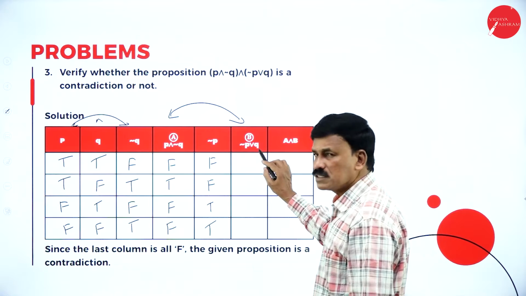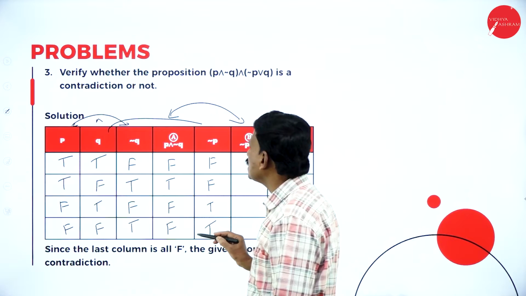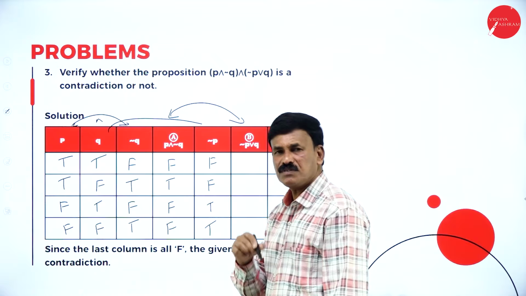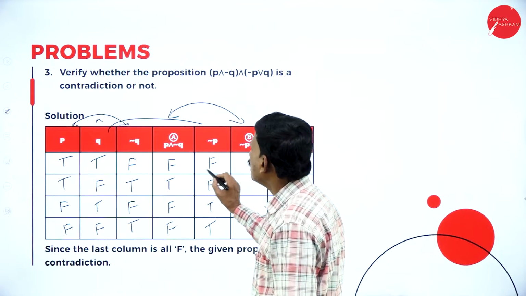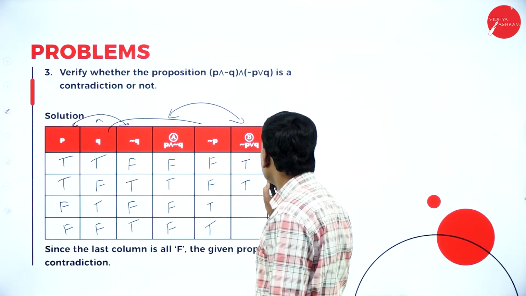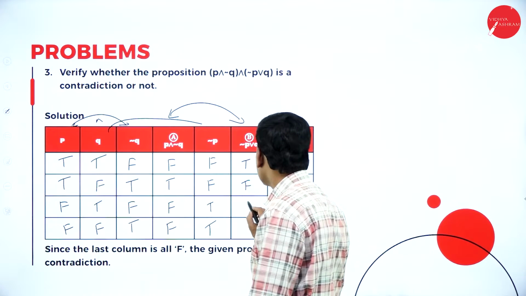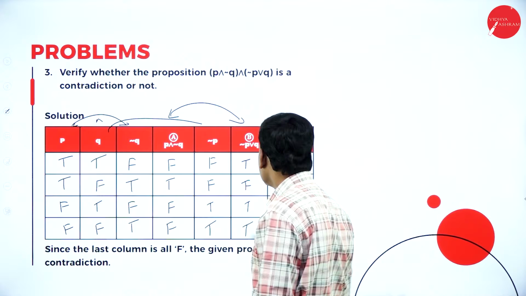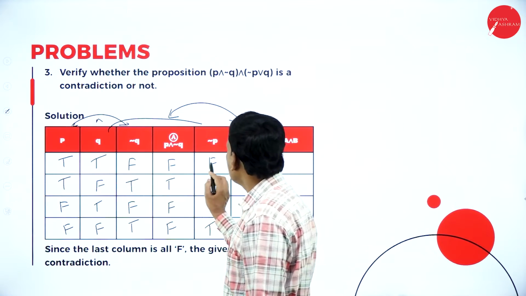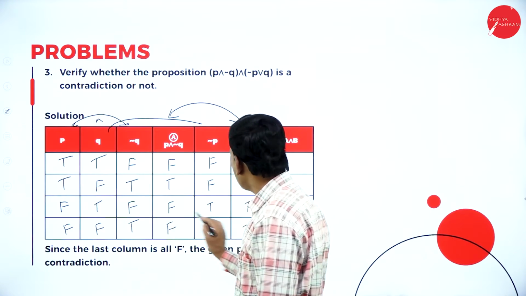Negation of P, disjunction Q. For this, we are going to write the disjunction for negation of P and Q. Disjunction means F and F is F, in all other cases it is true. So, F and T is T, F and F is F, T and T is also T, and T and F is T. See here, the disjunction between negation P and Q is false and true is true, false and false is false, true and true is true, true and false is also true.